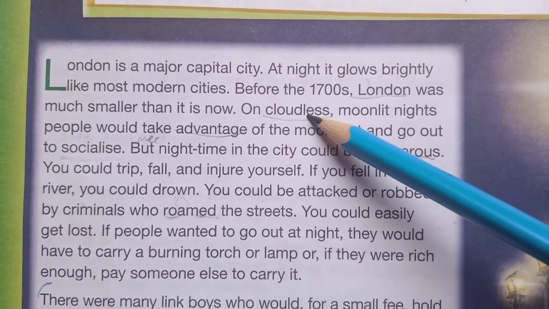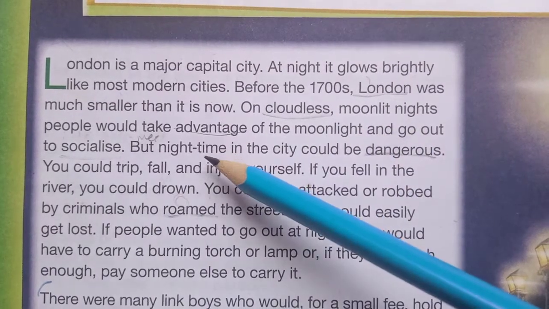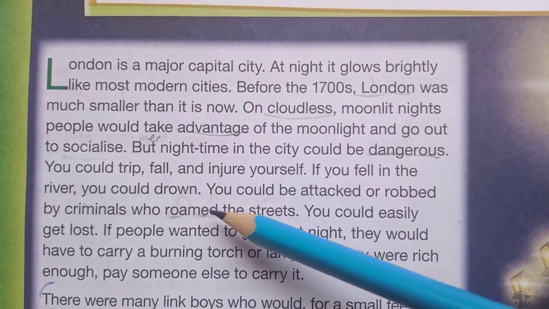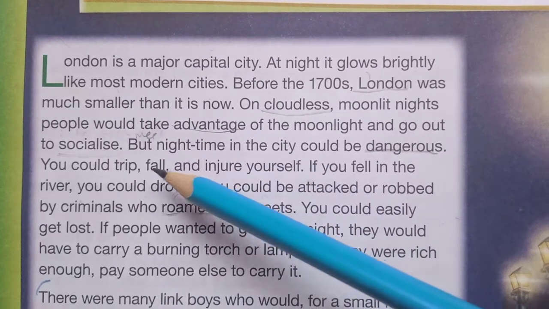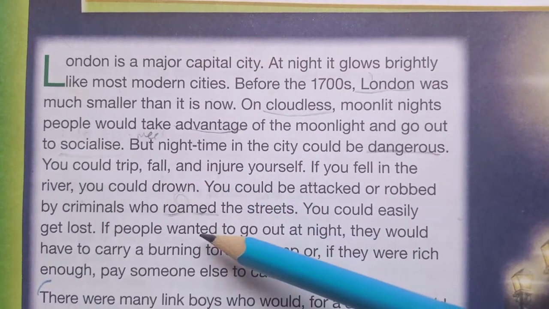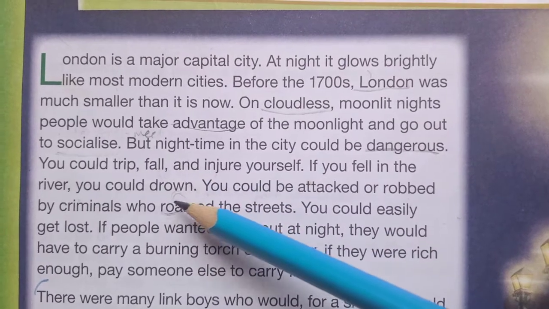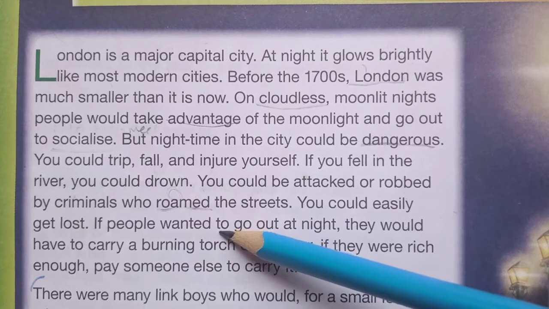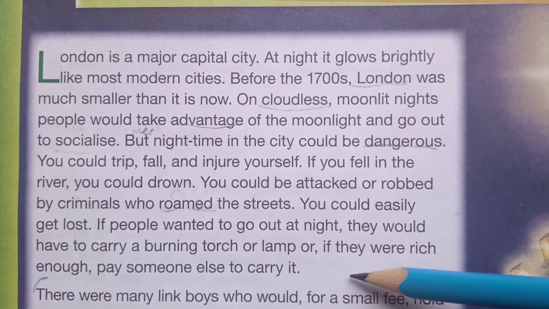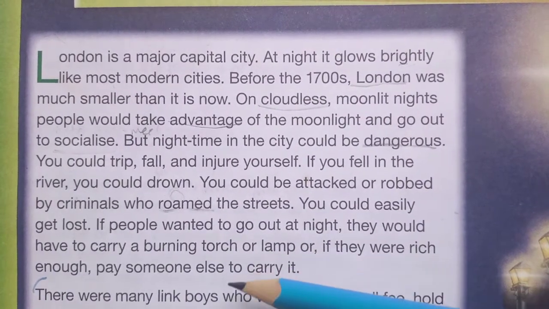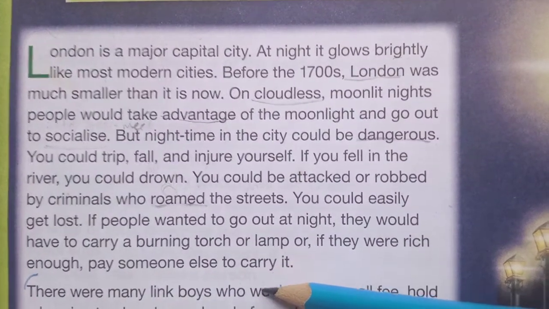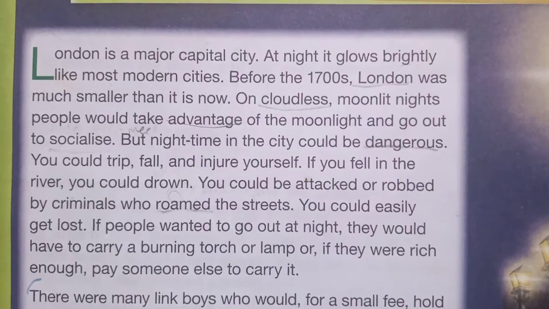On cloudless, moonlit nights, people would take advantage of the moonlight and go out to socialize. But nighttime in the city would be dangerous. You could trip, fall and injure yourself. If you fell in the river, you could drown. You could be attacked or robbed by criminals who roamed the streets. You could easily get lost. If people wanted to go out at night, they would have to carry a burning torch or lamp, or if they were rich enough, pay someone else to carry it.